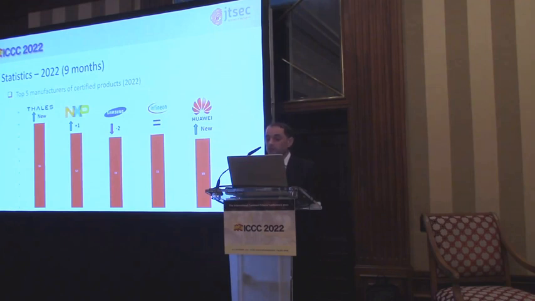Samsung goes down 2 positions, and it is tied with Infineon with 11 certifications, and Huawei breaks into the top 5 with 10 certifications. So the main thing that we can see is that there are no big differences in vendors. Thales was above, but not by a high difference. And last year we also had IDEMIA in the 5th position and Cisco in the 2nd. This year they didn't reach the top 5, so we have 3 vendors repeating in this ranking.